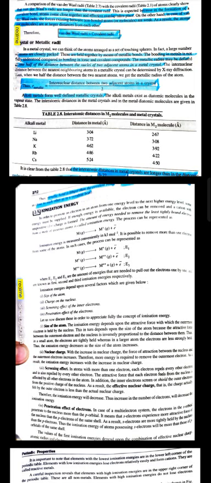Hello, this is the third part of the chapter Periodic Properties. Now we will start crystal or metallic radii.